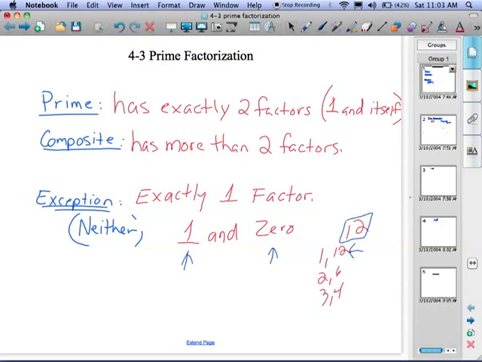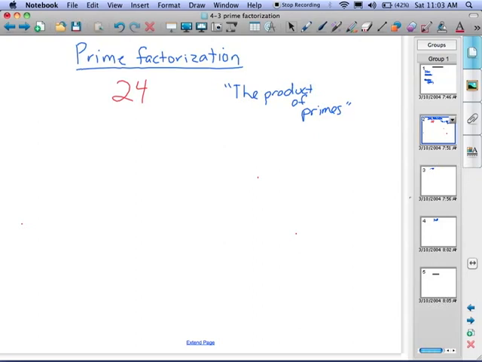Today we're going to look at something called prime factorization. It's a way of writing the factors of a number. It's also called the product of primes. It's a different way of listing the factors of a number. So we have the number 24 on the board. We're going to find the prime factorization.